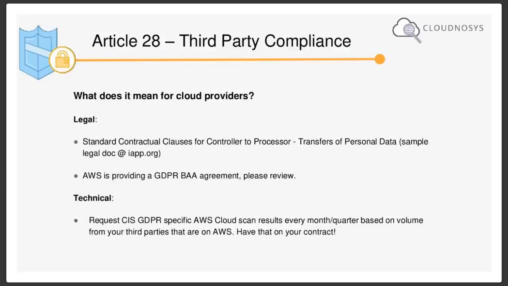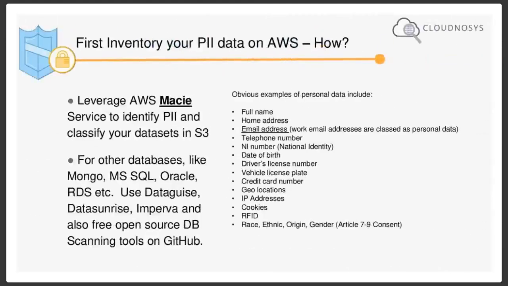So there are a couple of things you need to do here. First of all, standard contractual clauses need to be in place. And you need to review the GDPR BAA from AWS. You also need to review these controls and scans for the third party every month or every quarter, based on the volume of business you are doing with the third parties.